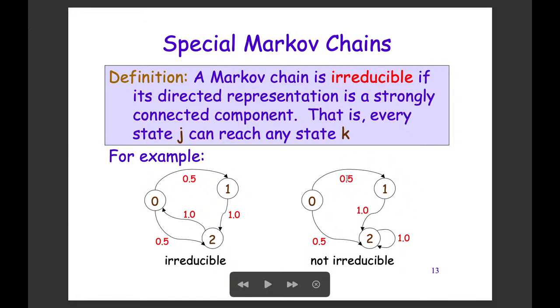But if we look at this example, this is not an irreducible example because from state 2, you can only go to state 2. You can't go to 0, you can't go to 1. So this is not an irreducible case. Okay, so this is the definition of an irreducible Markov chain.